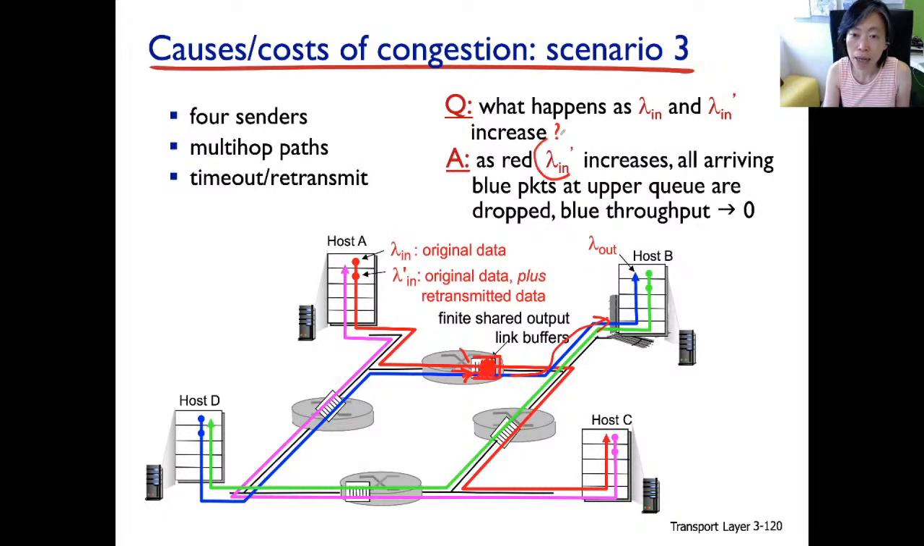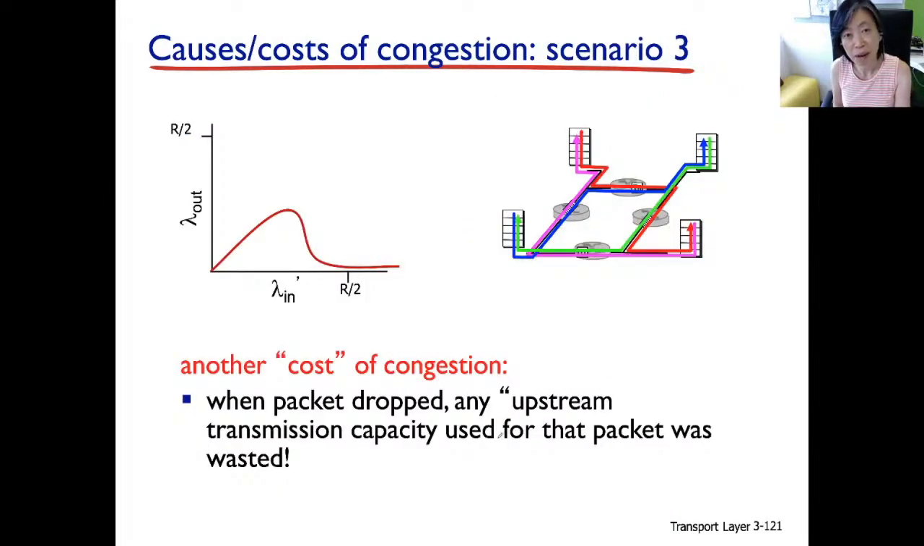So as lambda in prime increases, the arriving blue packets at the upper queue here, most of them get dropped, and therefore the throughput is very small. So you see right there in scenario 3, the blue flow, when lambda in or lambda in prime is small, when the network is not saturated, when the buffer does not overflow, then the more work we do, the more output we get.